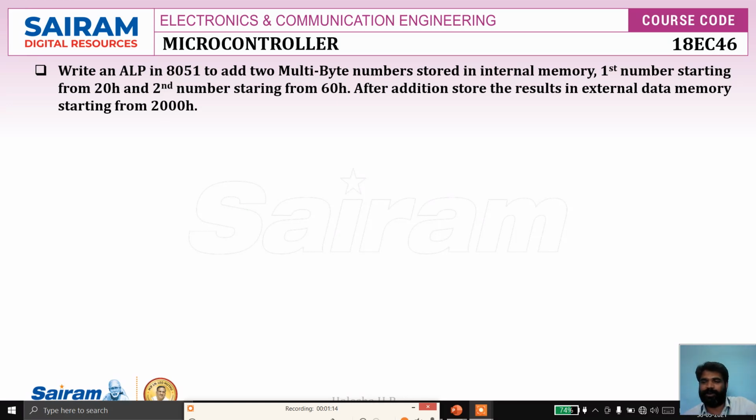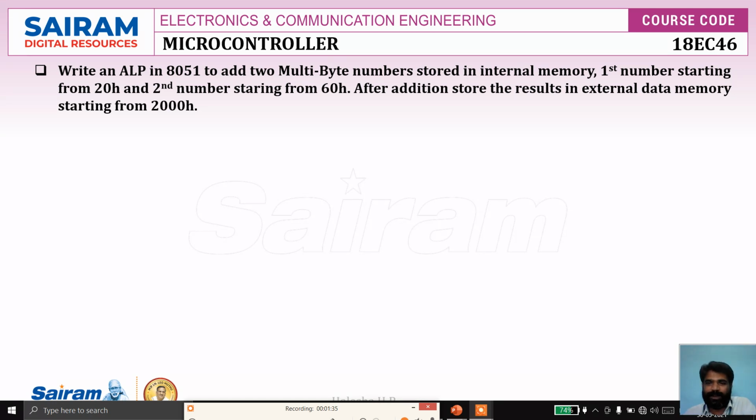To write the program, first we must understand the specification, that means the requirement. Here the program is to perform addition of two multi-byte numbers. The first multi-byte number is stored from the address 20H and the second multi-byte number is stored from the address 60H. The result should be stored at the external memory address starting from 2000.